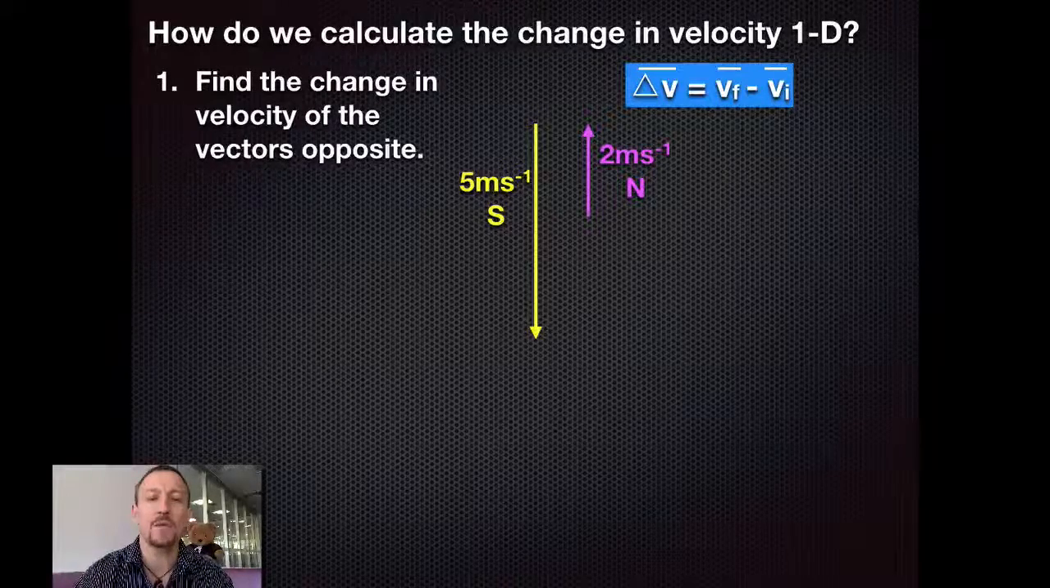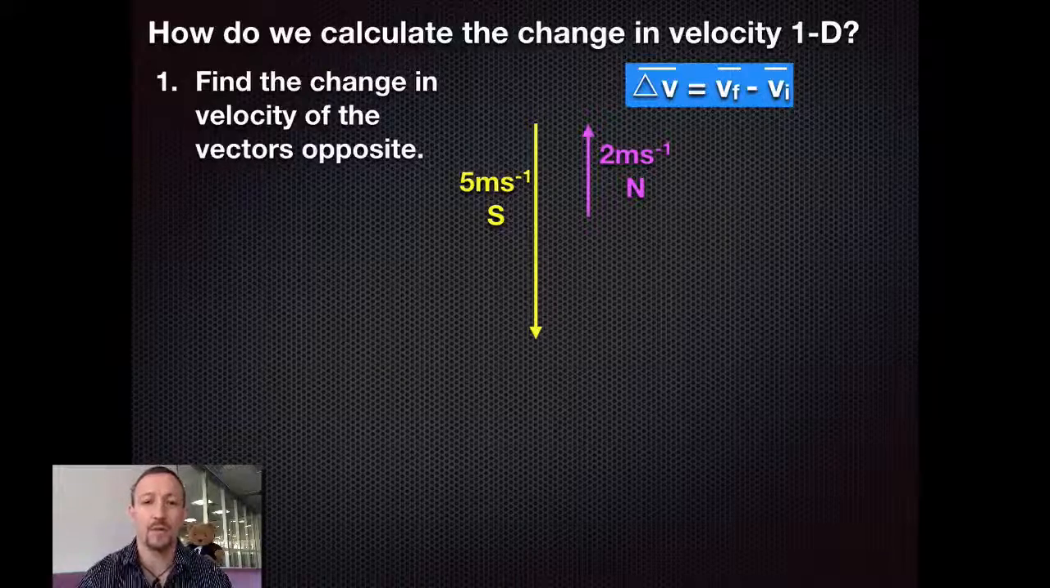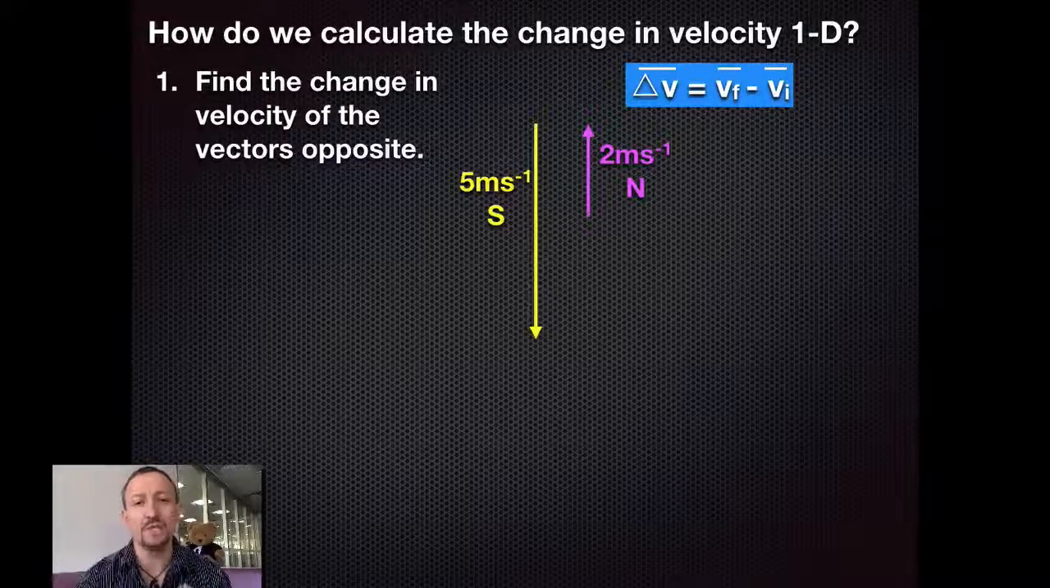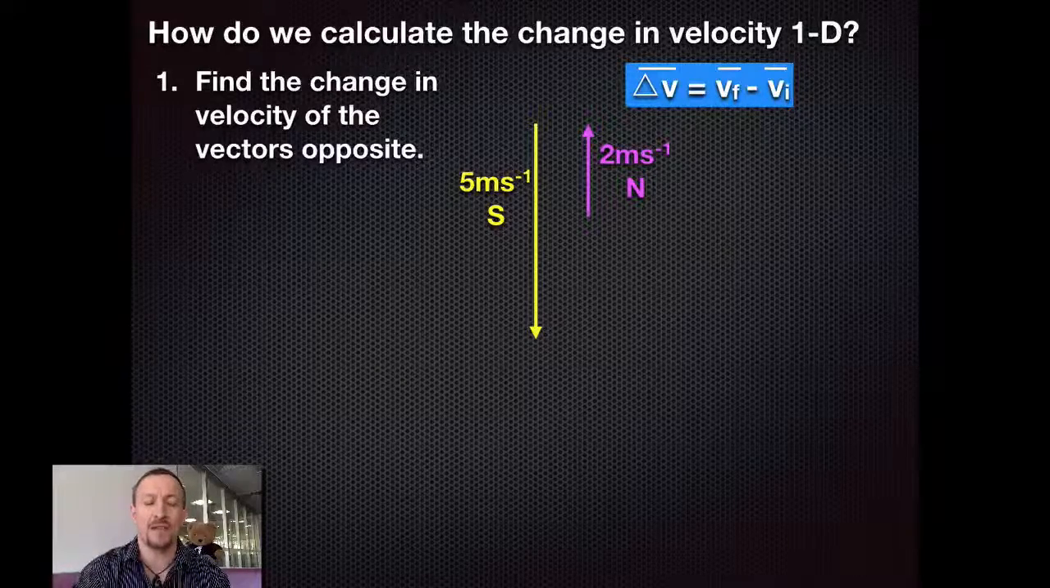Okay, so the first thing that we've got to do if we've got a change in velocity in one direction is basically find our vectors. So we've got 2 vectors here. We've got 5 meters per second going south is our initial velocity, and then we've got 2 meters per second north, which is our final velocity. The change in velocity has caused our vector going 5 meters per second down suddenly to change, so it's going 2 meters per second north.